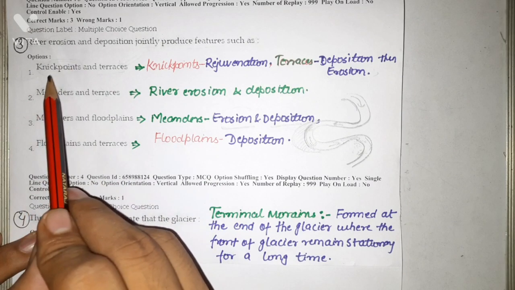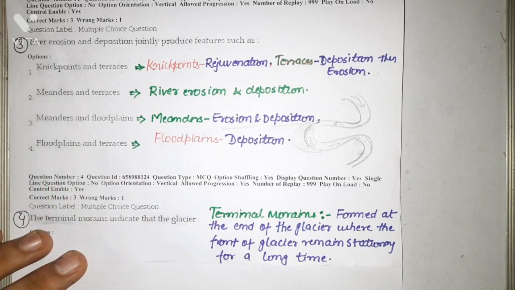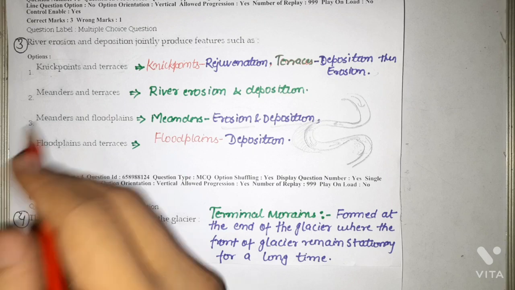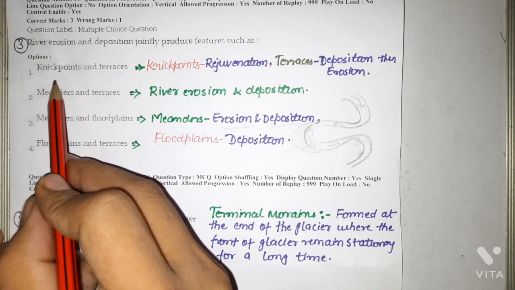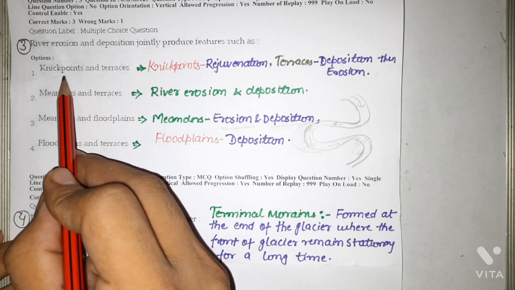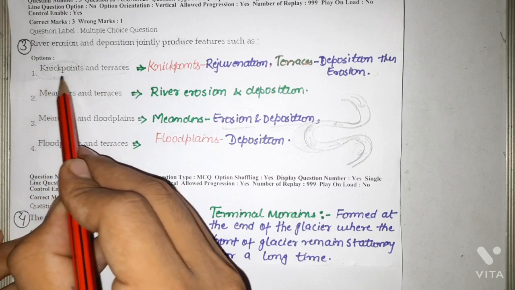So, first one is the pair of nick points and terraces. So, nick points, what is nick points? Nick point is a point of abrupt change in the longitudinal profile of a stream. Okay, and it is associated with the rejuvenation of a stream. Nick points may be associated with erosion, but it is not associated with deposition. So, nick point is not jointly formed by erosion and deposition.